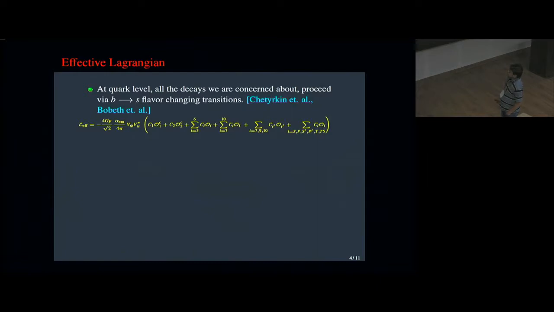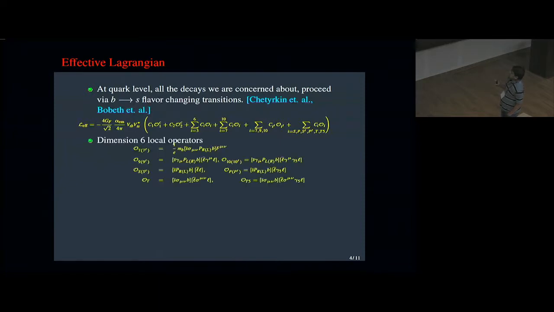All the processes I will discuss here involve the b to s transition. The effective Hamiltonian for this process was worked out by Misiak et al., and it has this form. The first 1 to 6 operators have some form, which I am not writing here, and the other dimension 6 operators in which we are interested are these.